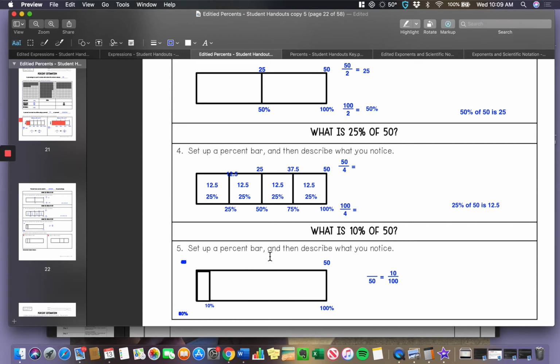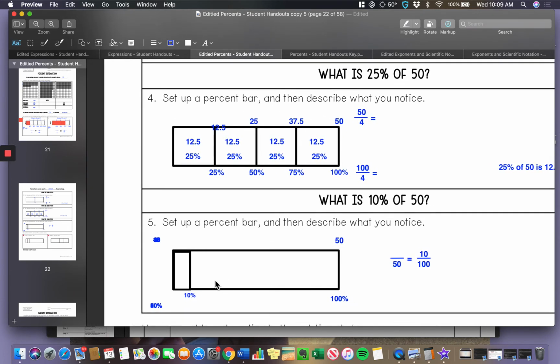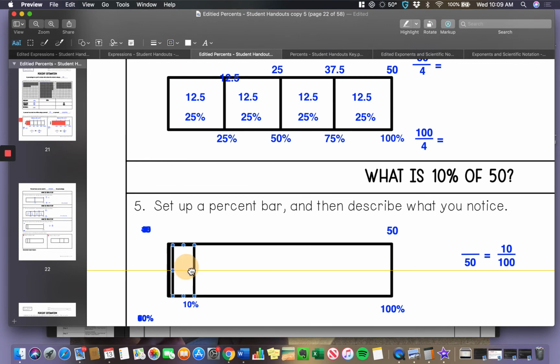So you're going to set up a percent bar and then describe what you notice. Okay, well, one of the things that they did here on your worksheet is they did not cut this up for you. Okay, but they did cut it up for one of the pieces. Now, 10% tells me how many pieces this needs to get cut up into, because I want to basically, how many times do I need to add 10 to get to 100? Well, each box I can create as a tenth.